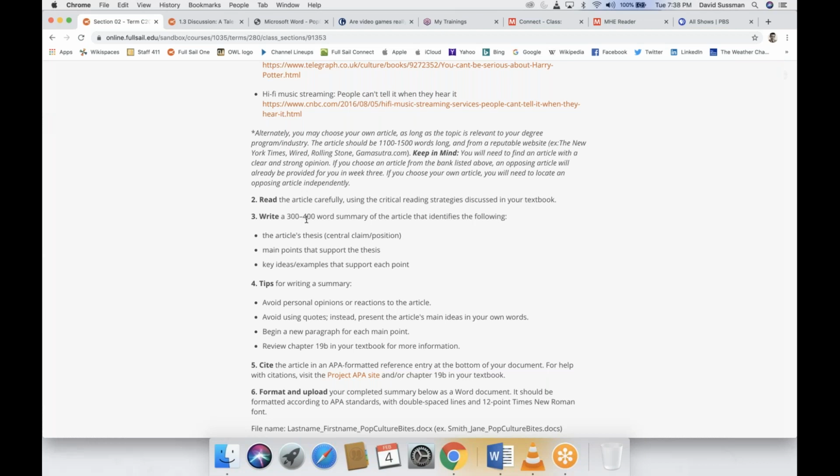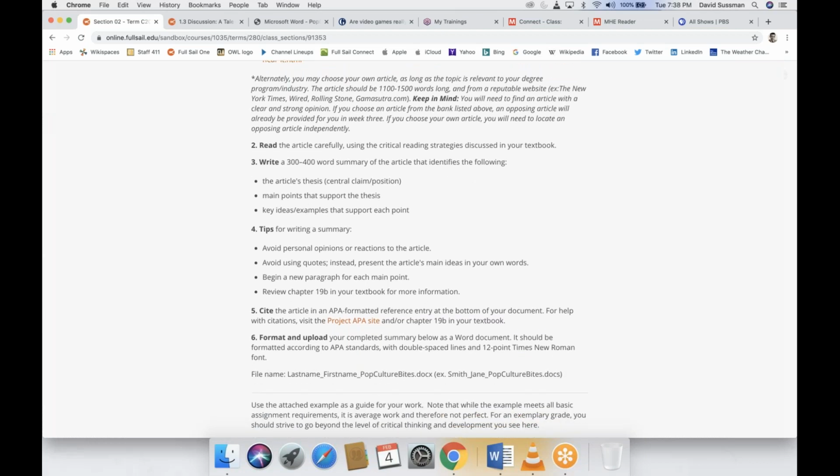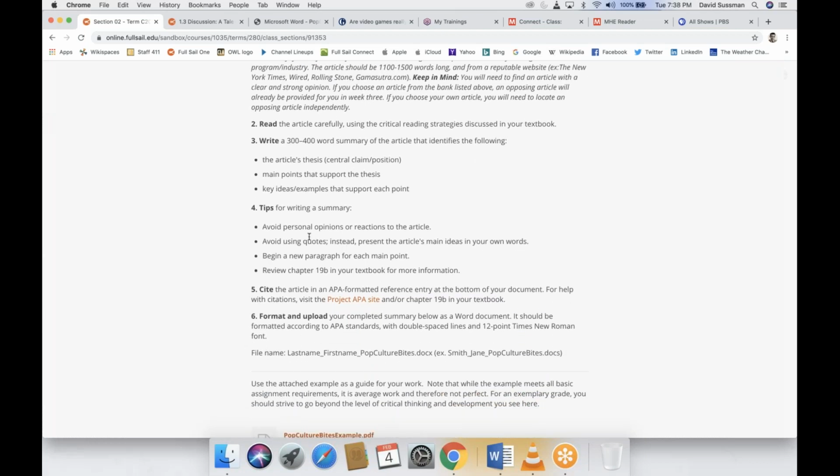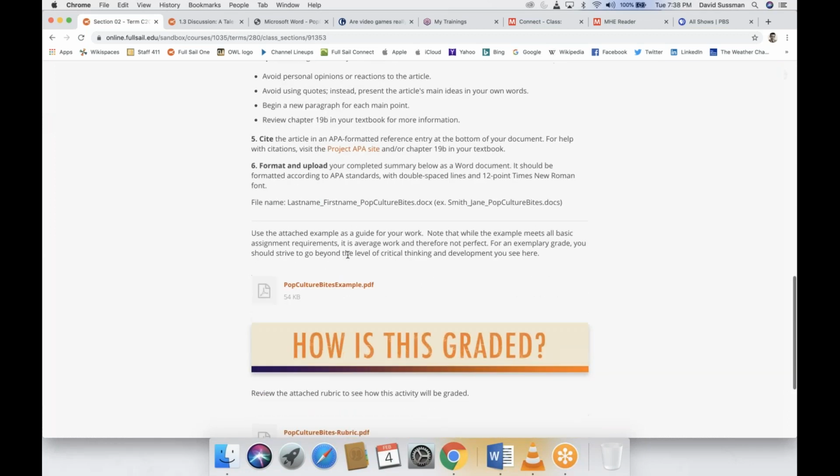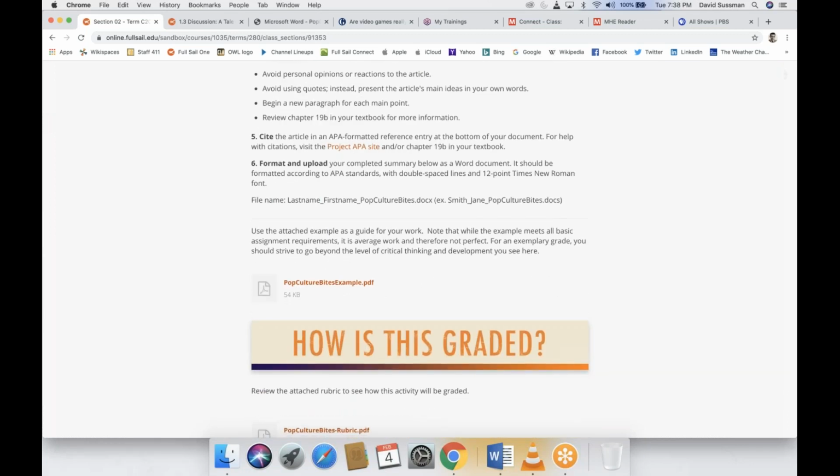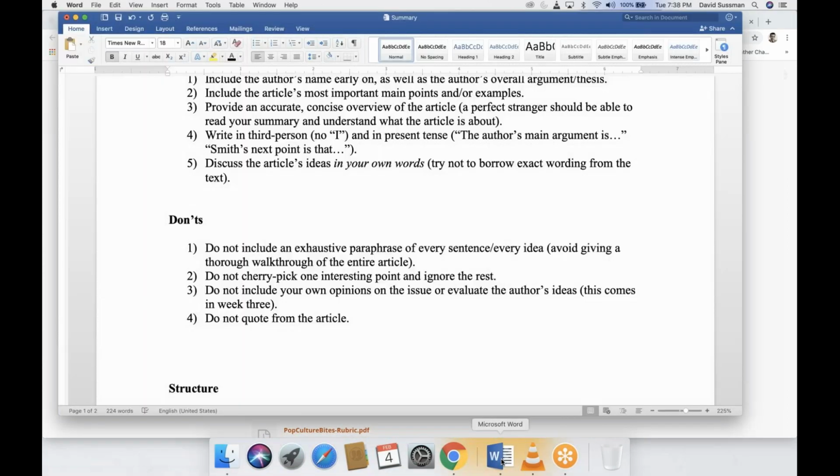Then the rest of the instructions, it's a 300 to 400 word summary. Some of the tips that I just went over are kind of mentioned here. So you do have these instructions. You also have an example. Let me finish up what I was saying here. Don't include your own opinions on the issue or evaluate the author's ideas. This comes later, not now. Here, you're just summarizing. It's a completely objective piece of writing.